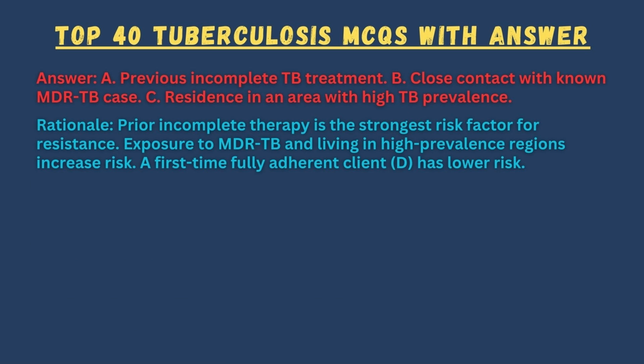Answer: A. Previous incomplete TB treatment. B. Close contact with known MDR TB case. C. Residence in an area with high TB prevalence. Rationale: prior incomplete therapy is the strongest risk factor for resistance. Exposure to MDR TB and living in high prevalence regions increase risk. A first-time fully adherent client has lower risk.